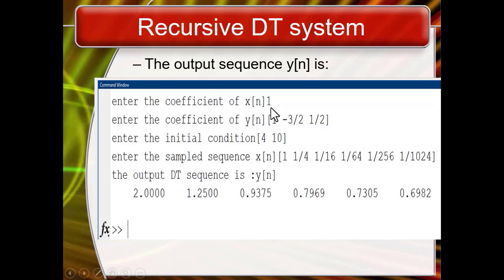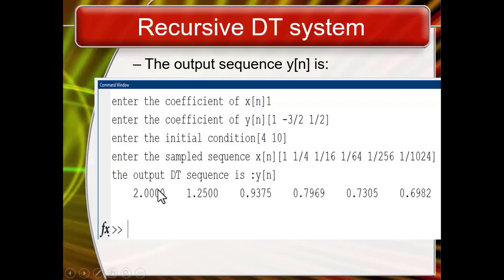Enter the coefficient of x of n. The coefficient for x of n is 1. The coefficient for y of n is 1, minus 3 over 2, and half. Enter the initial condition. The initial condition is 4 and 10. Enter the sample sequence, input sequence x of n: 1, 1 over 4, 1 over 16, 1 over 64, 1 over 256, 1 over 1024.